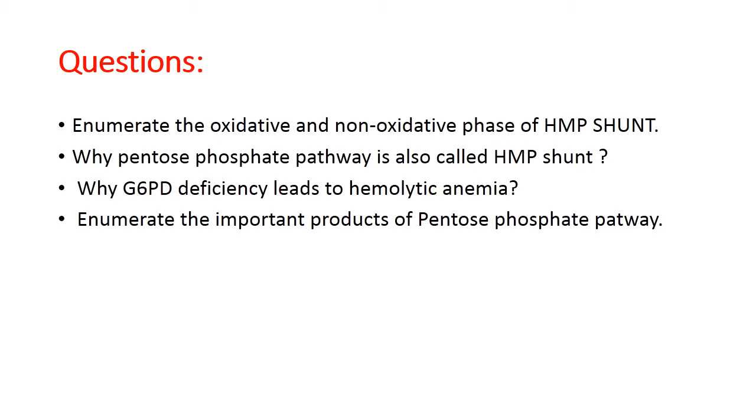These are the important questions. Enumerate the oxidative and non-oxidative phase of HMP shunt. Why is the pentose phosphate pathway so named? Why does G6PD deficiency lead to hemolytic anemia? An important product of the pentose phosphate pathway is ribose or ribulose 5-phosphate and NADPH.